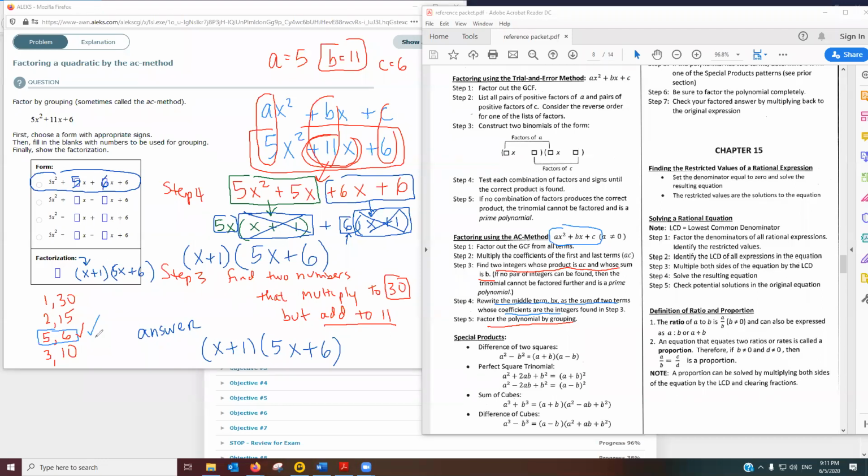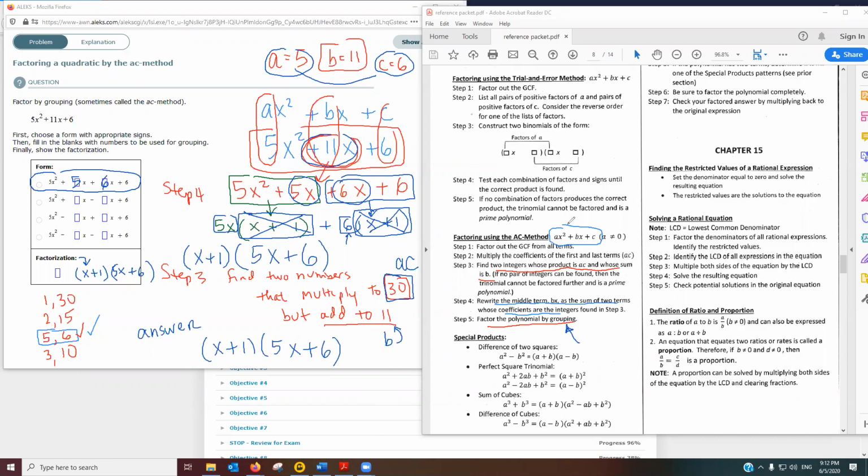All right, so this method is called the AC method. What it says is take the A number and multiply it times the C number. In our example, that said multiply 5 times 6. That got us 30. So then you want to try to look for two numbers that multiply to that AC number, which was 30 here, but add to the B number. Our B number was 11. And it turned out in this example, the numbers 5 and 6 fit those conditions. So I knew to take the 11x here in the middle and split it up to be 5x plus 6x. Then you proceed with this factor by grouping method.